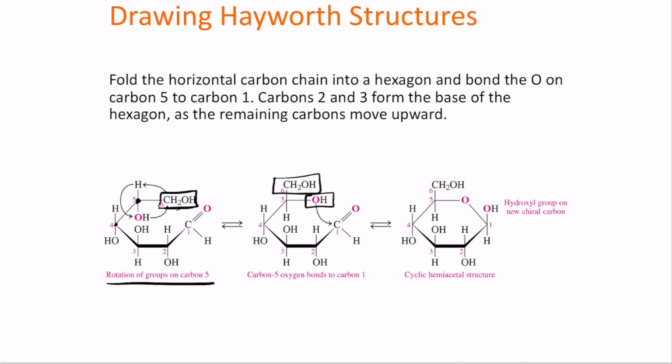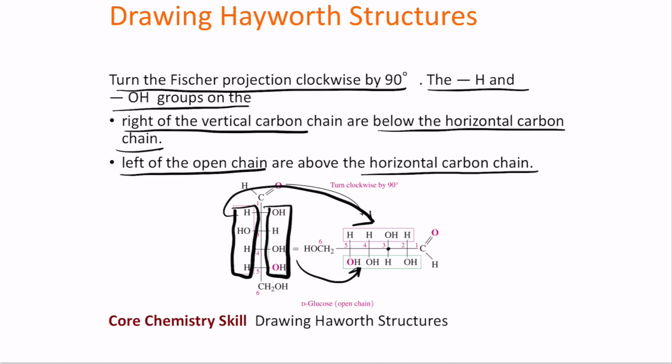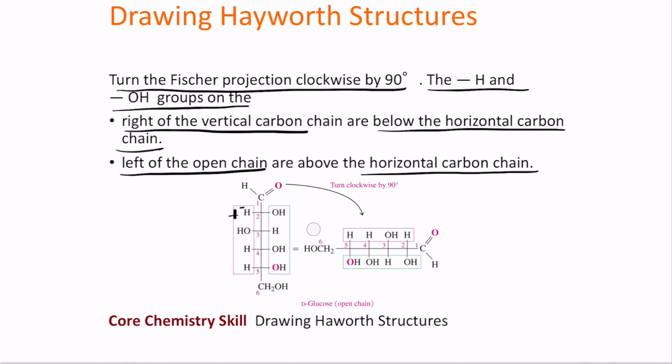Now once you have rotated it successfully, next remove the hydrogen. So remove the hydrogen here and bond it with the oxygen here. This creates the final cyclic hemiacetal structure. So let me show you in an exact diagram so that you understand it better.